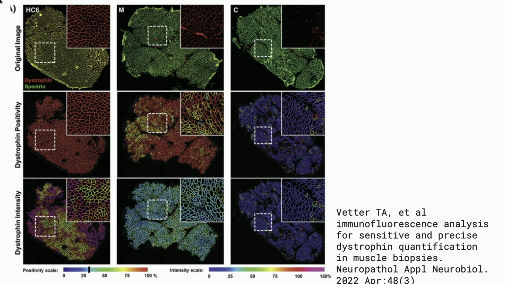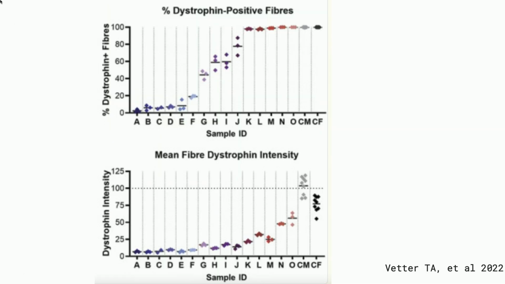And this is how complex those images look, and trying to do that across the whole slide is actually quite challenging to do. But this has been done, and you can set various thresholds as you move through the muscle fibers to be able to quantify both immunofluorescence-based dystrophin intensity and the percent positive fibers.